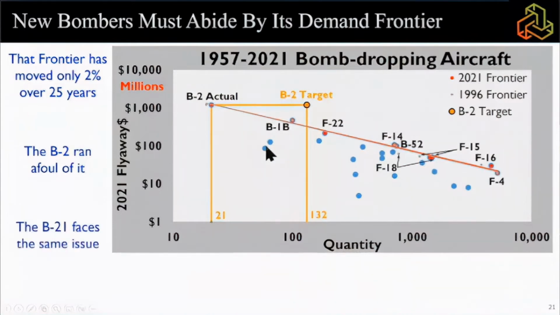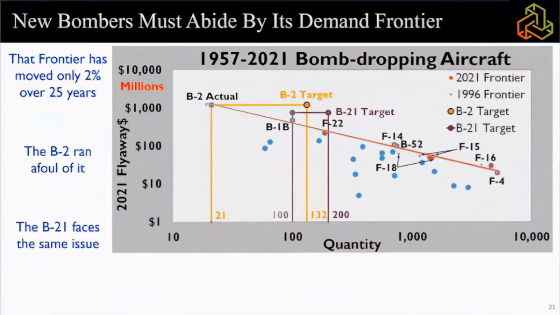Now, what's going to happen to the B21? Well, the B21 is facing the same issues. It too has to abide by this demand frontier, and they've got a target. They want to buy 100 or maybe as many as 200 of these vehicles. And you see at 200, they're way out of bed. At 100, they're not as far out of bed. But they have a limit here.